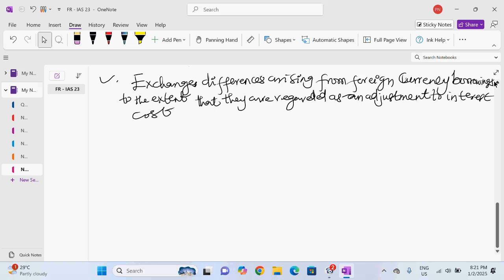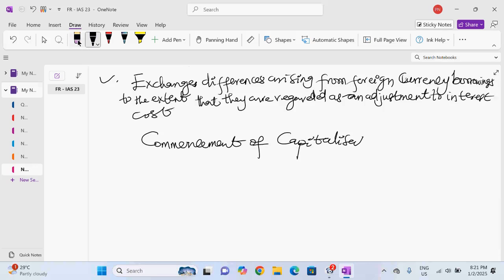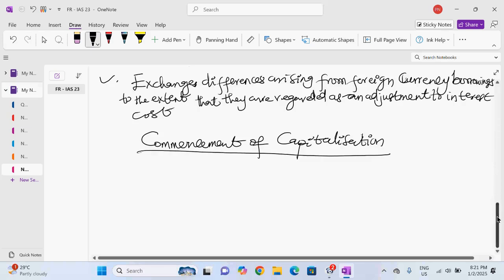All right. So let's look at the commencement of capitalization. When does capitalization start? Is it capitalisation or capitalization? The Americans say one and the UK says the other, or which is which? All right. So when does capitalization begin?